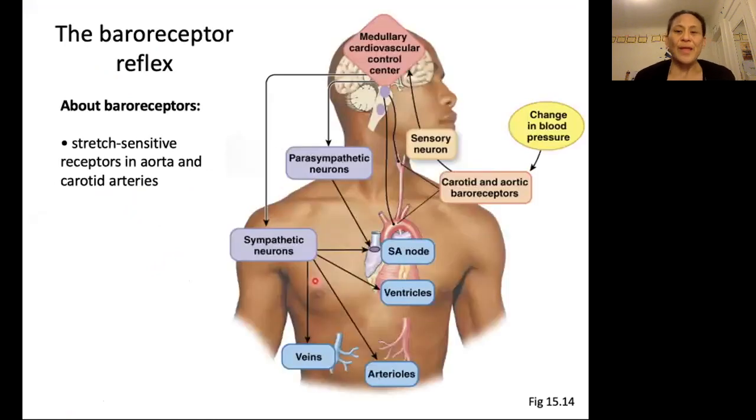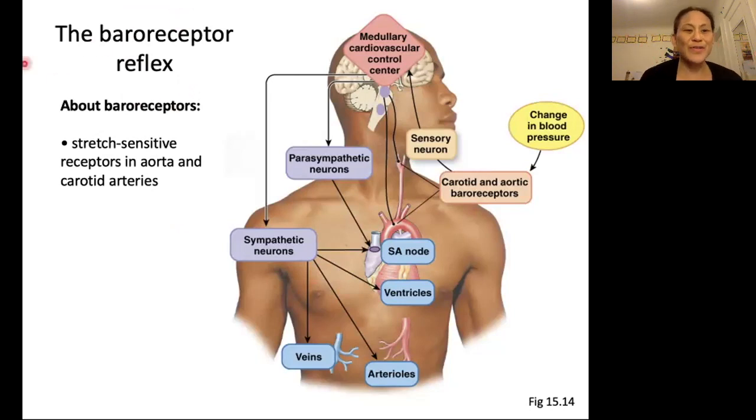As we've discussed in class, it's very important to maintain homeostatic control of your blood pressure and to keep it within a certain range. This is our reflex pathway for controlling blood pressure. It's called the baroreceptor reflex.